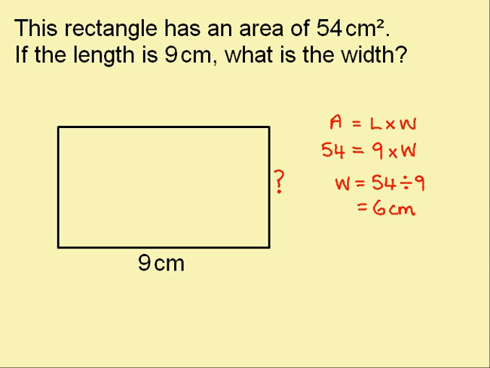To check my work, I've just said that the width is 6 centimetres. Let's work out the area. The length is 9, the width is 6, and if I multiply these together, I do get 54, which is what I was given in the question, so I know that I've got the right width here.